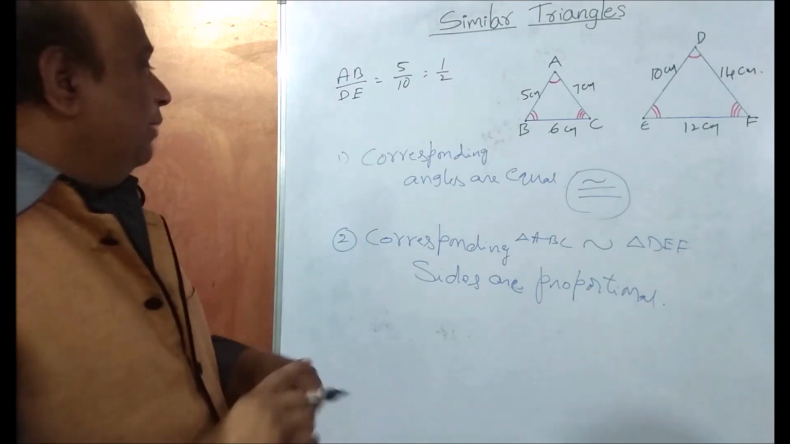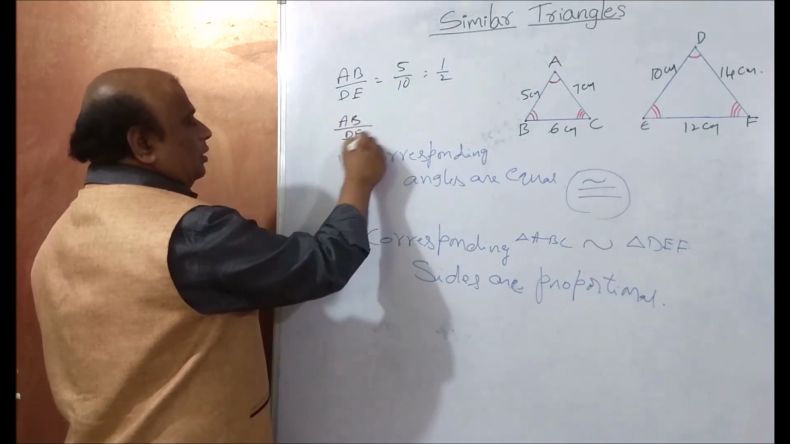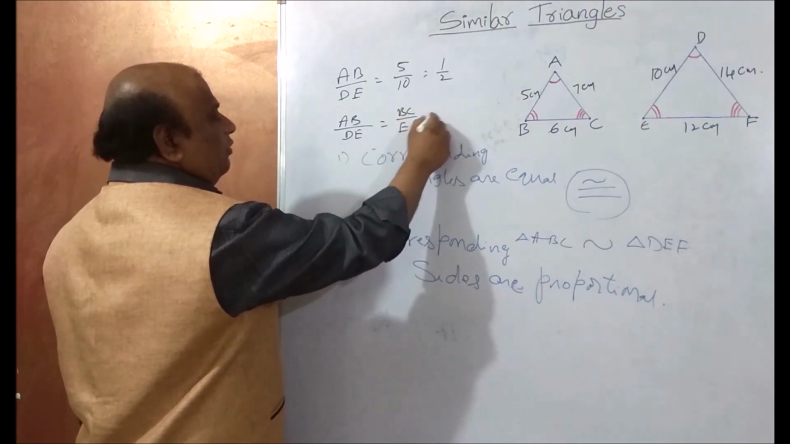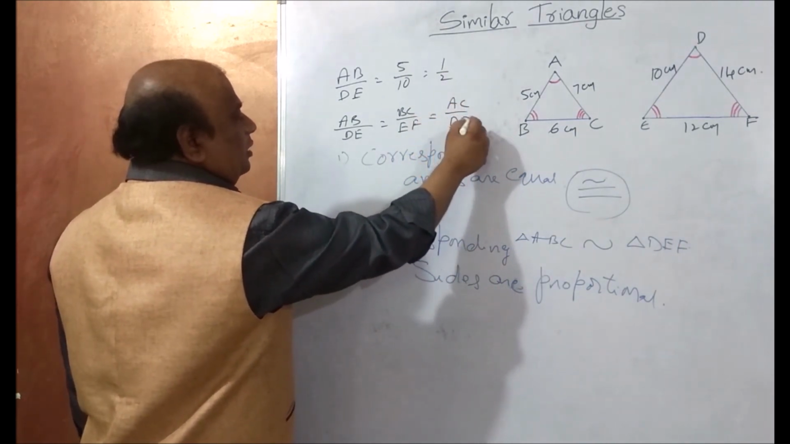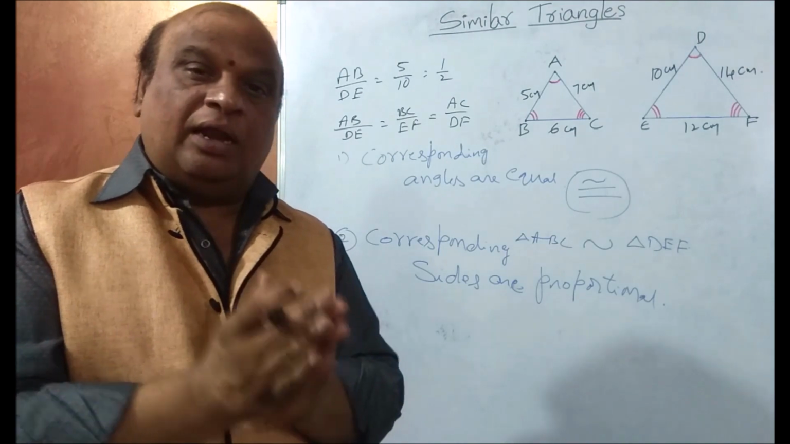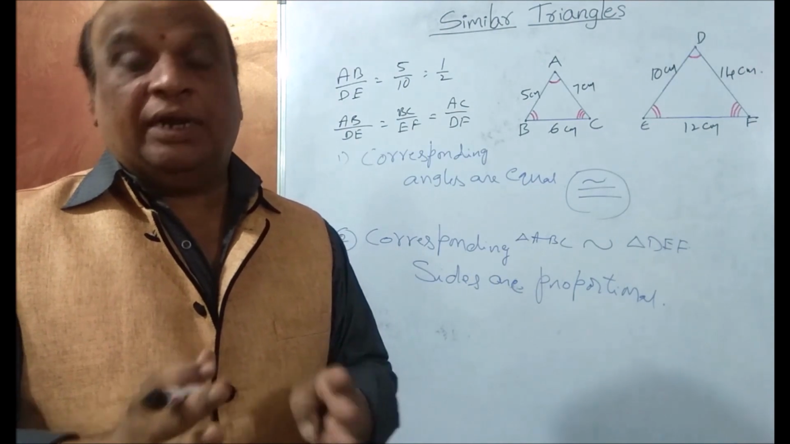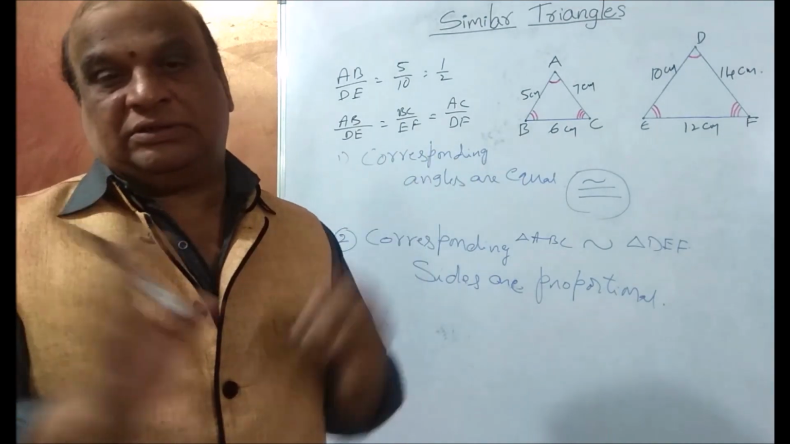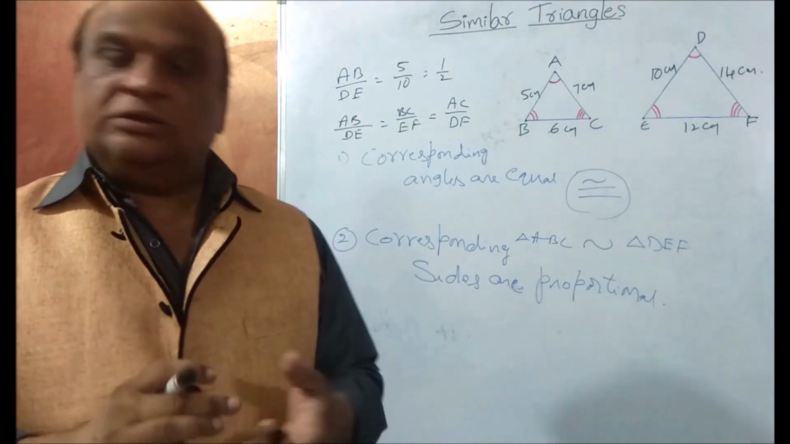The condition is AB by DE is equal to BC by EF is equal to AC by DF. This is the proportionality of sides. So, if you reduce the figure or enlarge the figure, we have to maintain the ratio, that is, proportional. We have to maintain the proportion, otherwise they are not similar figures. Remember this. So, these two conditions are important for similar triangles.